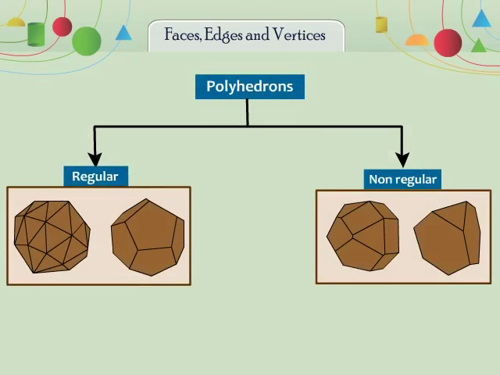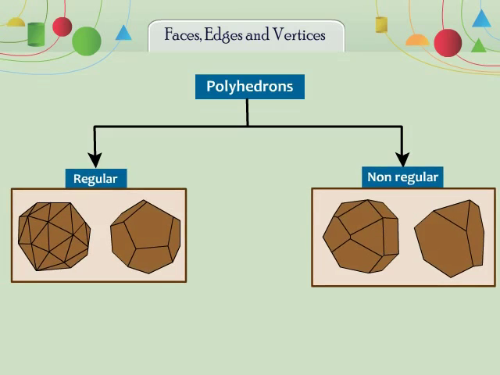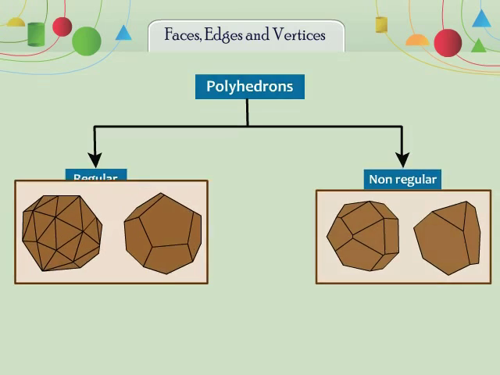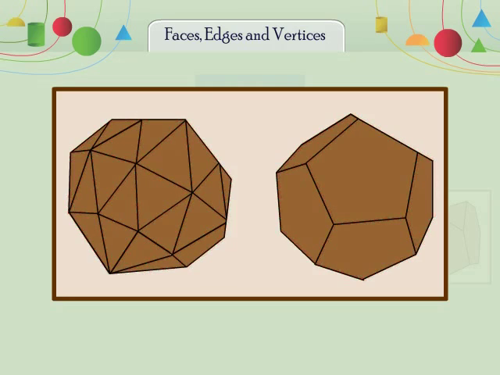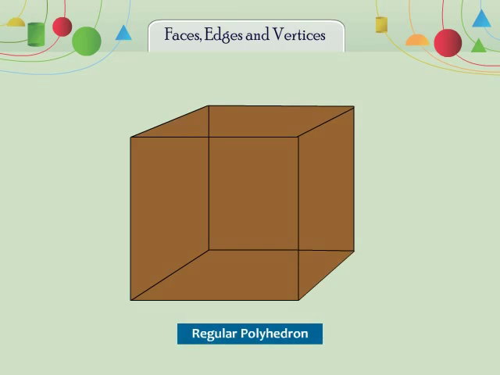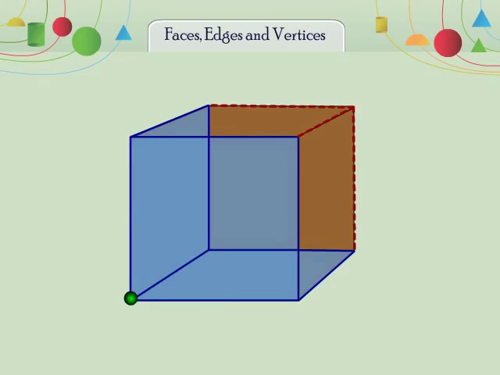Now let us see regular polyhedrons and non-regular polyhedrons. A polyhedron whose faces are made up of regular polygons that are congruent, and where the same number of faces meet at each vertex, is said to be a regular polyhedron. For example, a cube is a regular polyhedron. Its faces are congruent, regular polygons. Vertices are formed by the same number of faces.